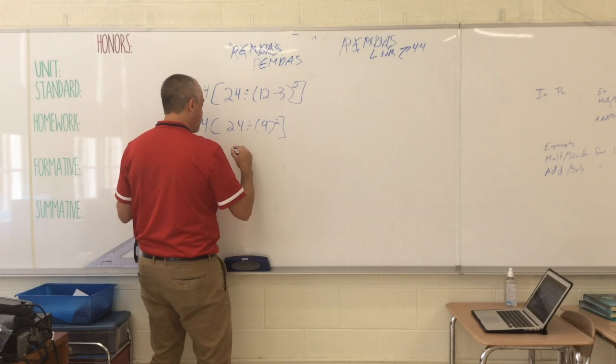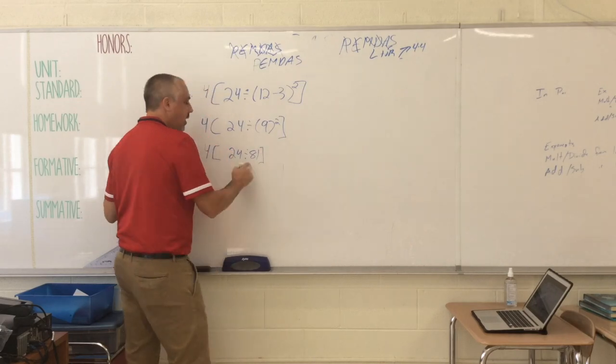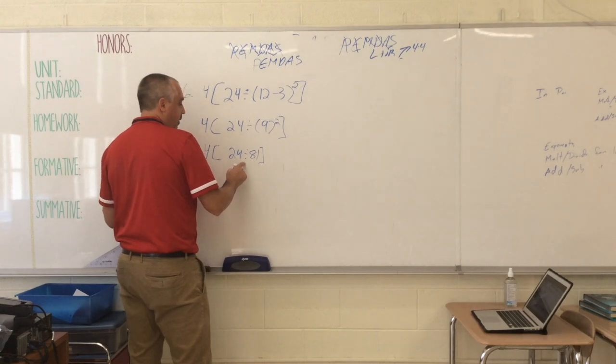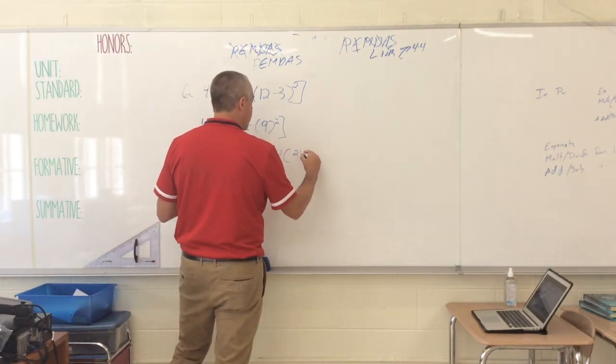So 4 times 24 divided by 81. And now inside here, I have to do 24 divided by 81. And that will give me 4 times. I'm actually going to write it as a fraction.